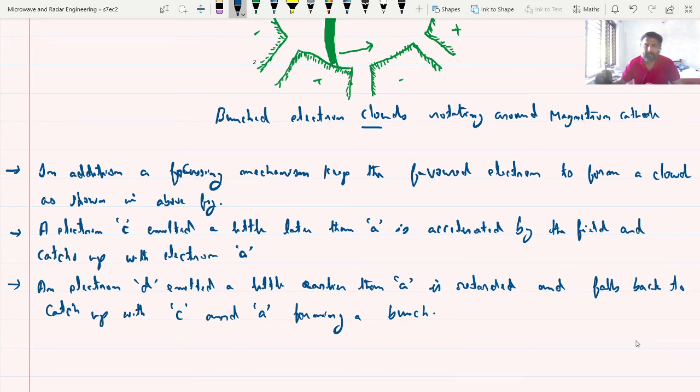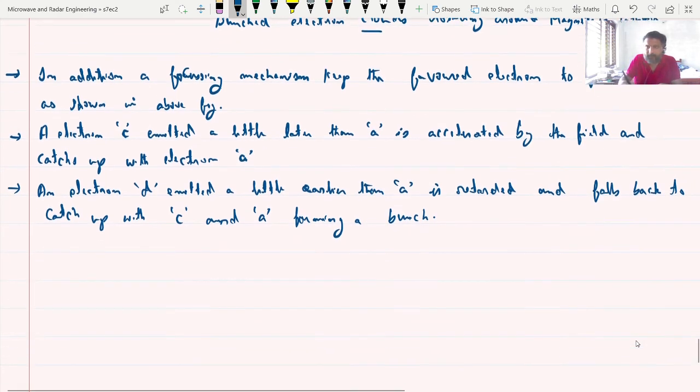So due to this action, what happens, the electron orbits are mainly confined to spokes, that is shown here. Okay, so these spokes will transfer energy to the oscillation, and these are sustained by the device. That also I will write.